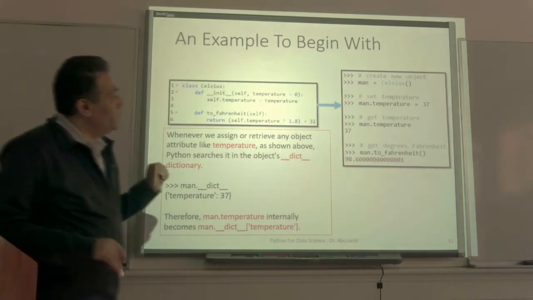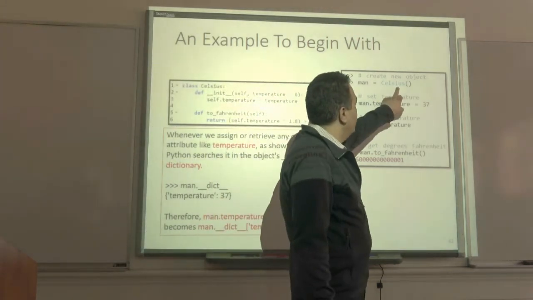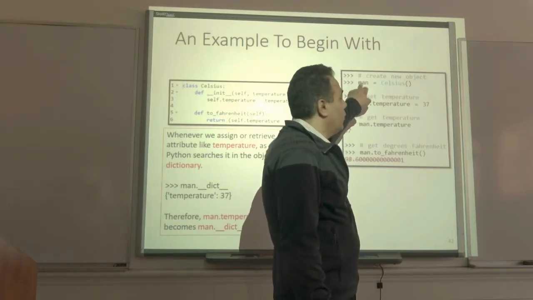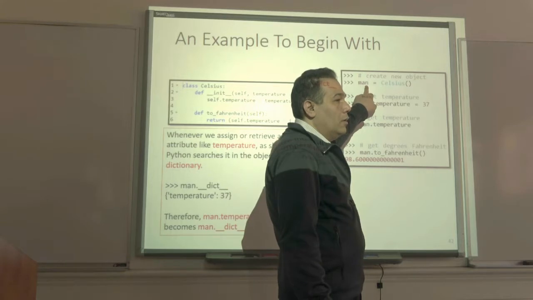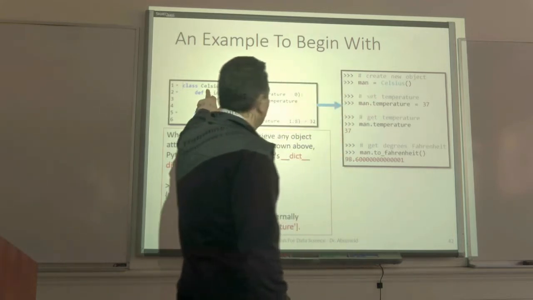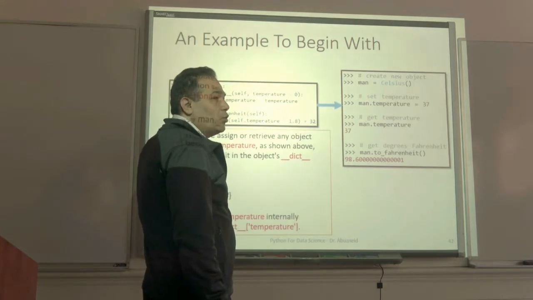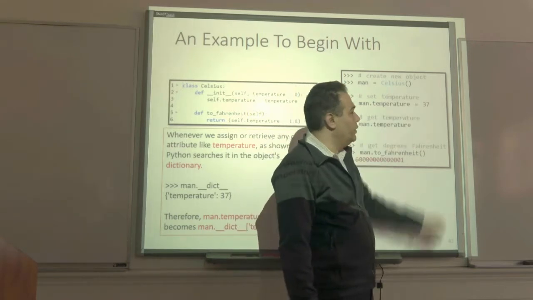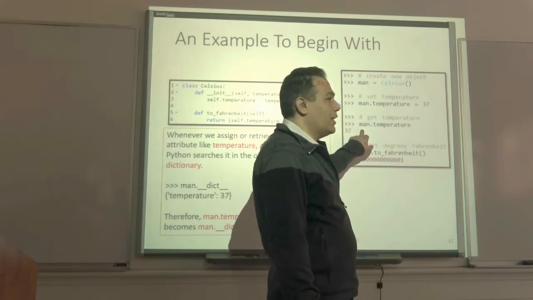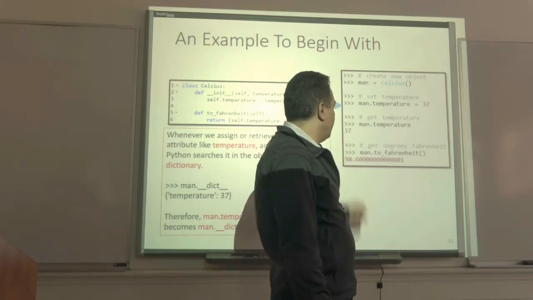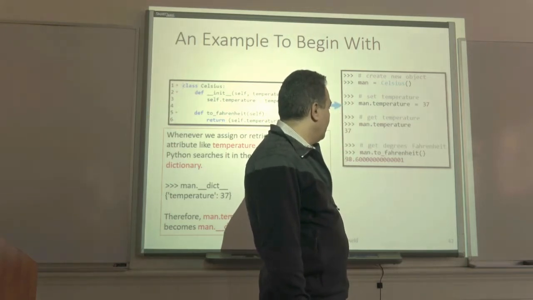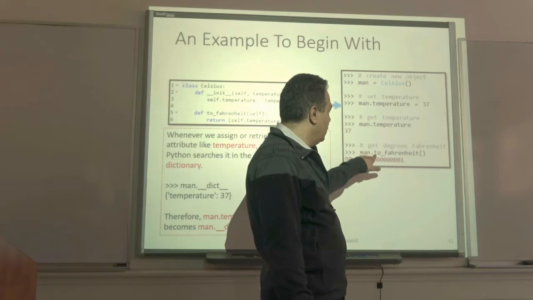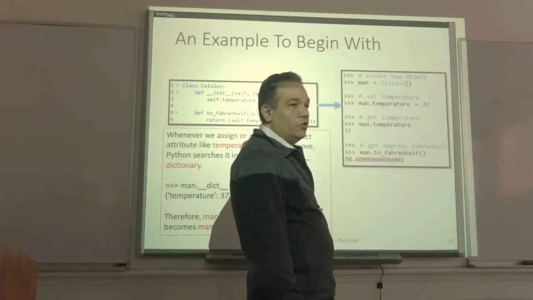All right. So here, for example, when I call Celsius, I'm calling this function and saving it. I create a new object, which is man. What is man? It's an object of class Celsius. It has one attribute, so I could set it up. How can I set it up? man.temperature equals 37. I could also read it. How can I read it? man.temperature will give me 37. I could call one method, which is man.to_fahrenheit, and it will give me the temperature.